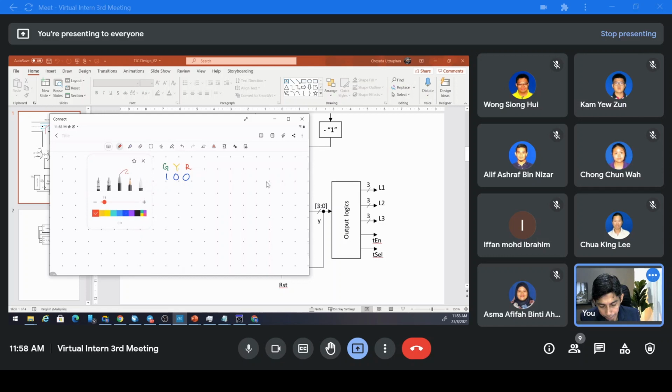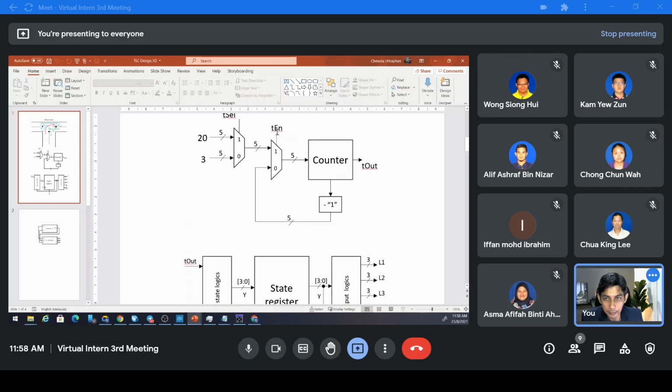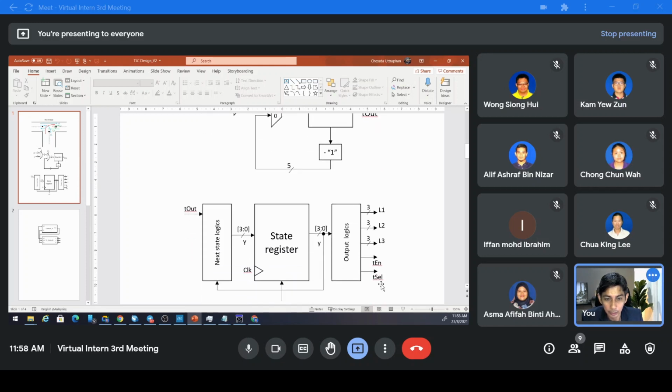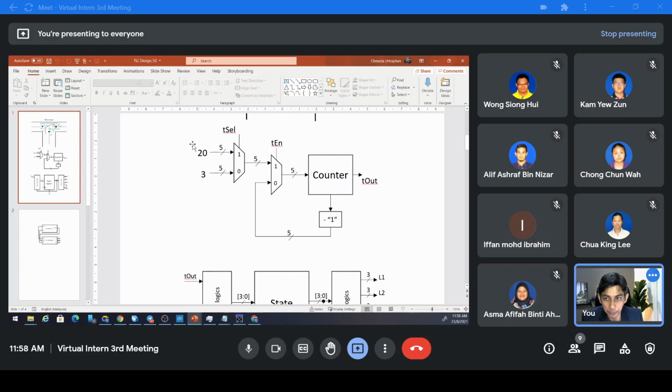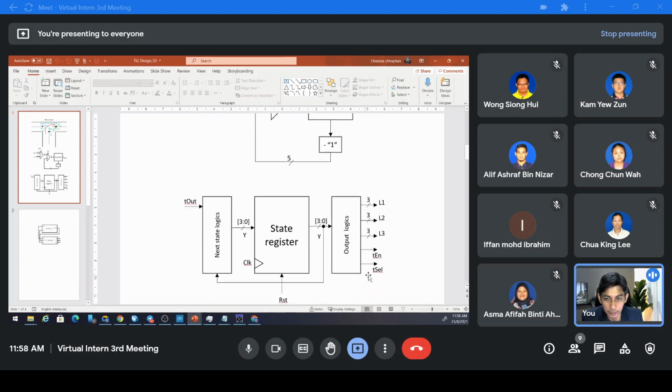So what about L2? If L1 is green, L2 should be red, right? L3 should be red also, meaning red equals 1. That is what this output means. And T enable is connected to this, so it will enable the counter to start to count. T select means that we select whether we want this for green or this for yellow. If for green, we need to select this. If for yellow, we need to select this one. So this is the signal.